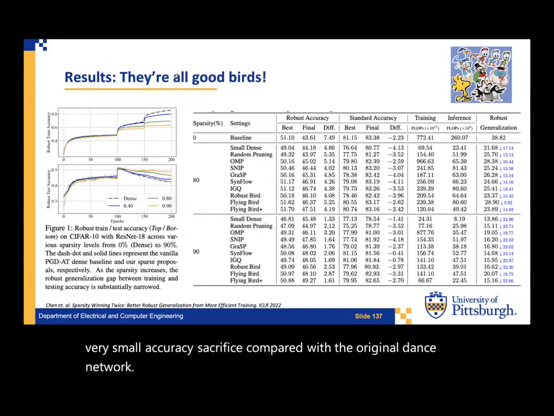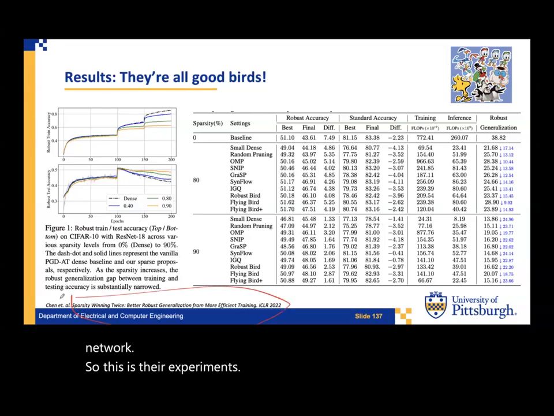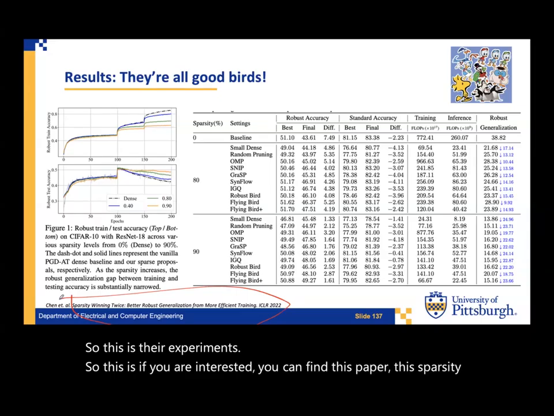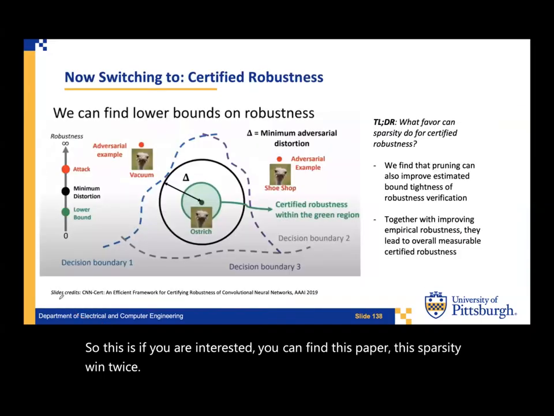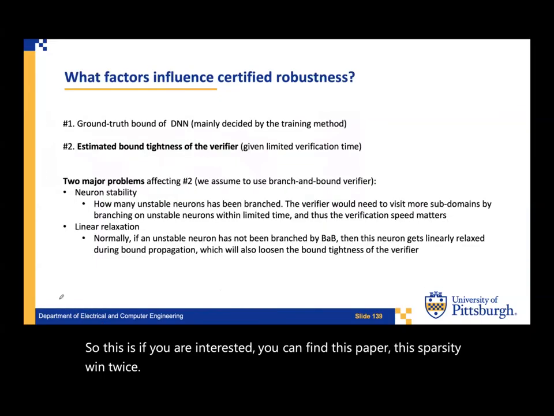So these are their experiments. If you are interested, you can find this paper, Sparsity Win Twice. I'm going to skip the robustness.